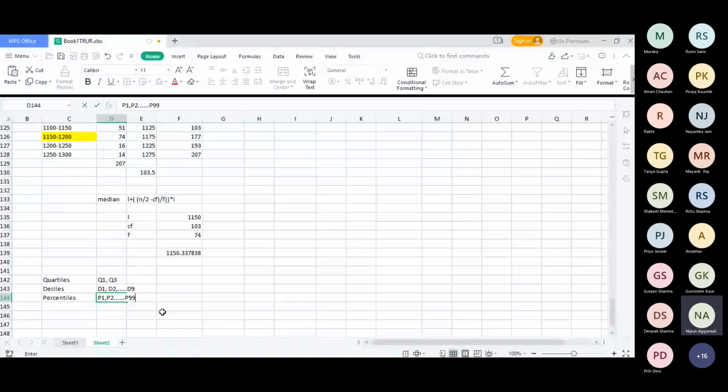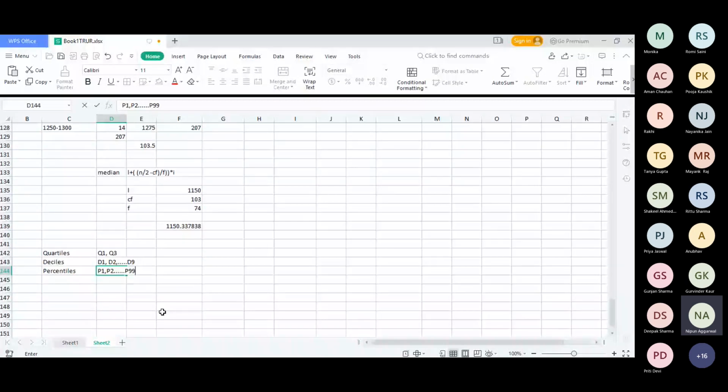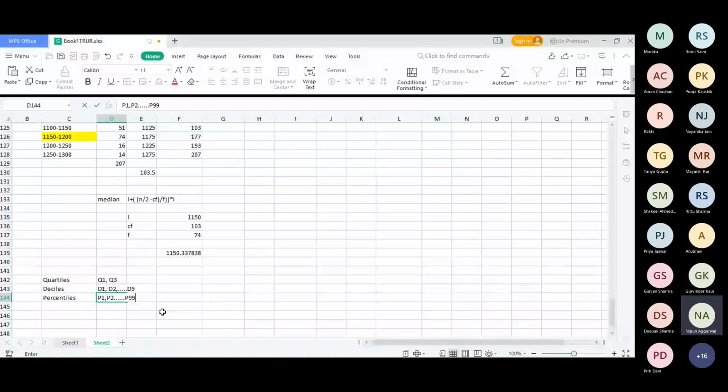So P1 to P99 becomes your 100 equal parts of the percentiles. Now we want to calculate these quartiles, deciles, and percentiles for the class intervals. For that, again the same principle we have to apply. Suppose we want to calculate Q1. Q1 is four equal parts.